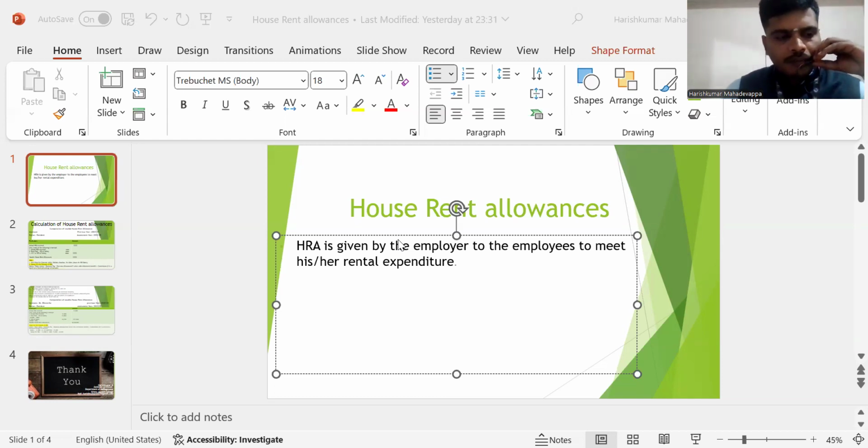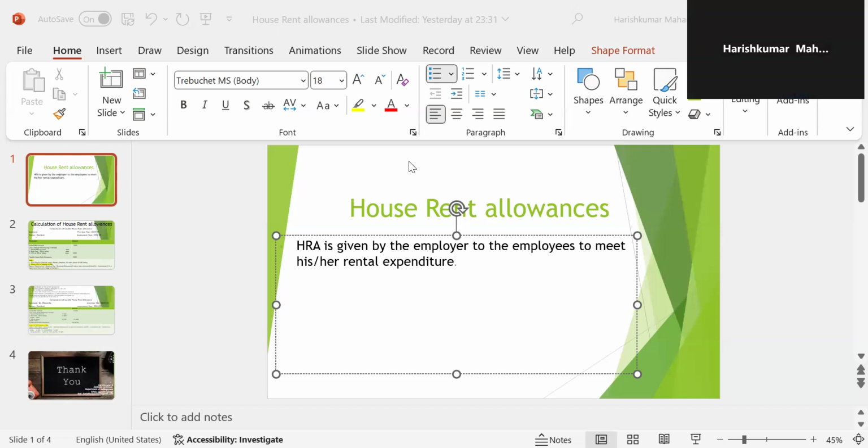As a part of income tax, I have taken a very interesting topic, that is house rent allowance. In this class, I am going to explain how to calculate taxable house rent allowance. Now, what is house rent allowance? House rent allowance is given by the employer to the employee to meet his rental expenditure.